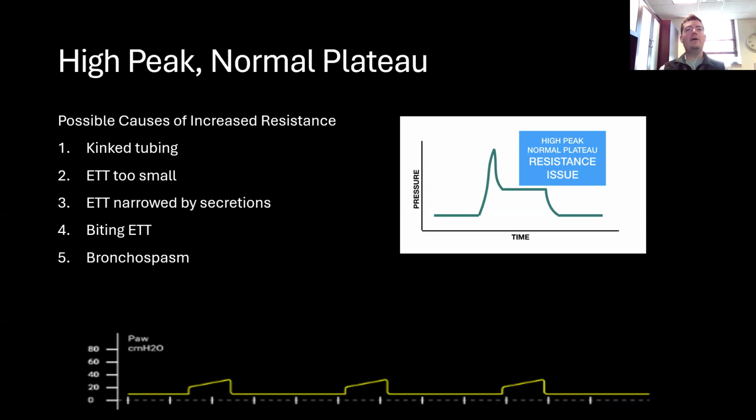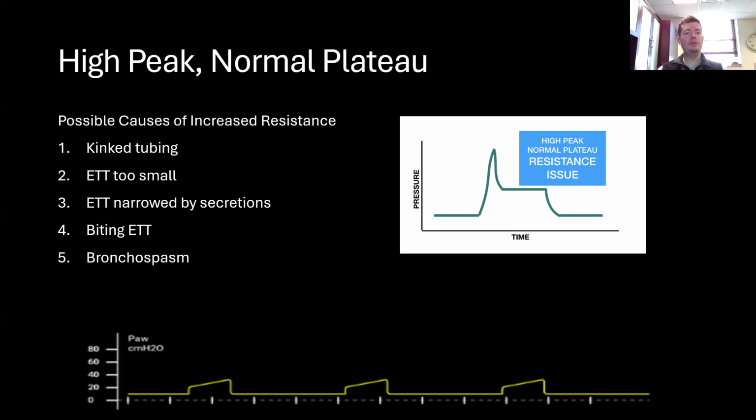And kind of like we think about for IV gauge and length for trauma resuscitations with blood, the radius of an ET tube is taken to the fourth power when factored into flow rates. So you can understand how even just a very small change in the diameter of the tube can make a really significant effect on the resistance and the ease with which the ventilator can provide breaths to the patient.